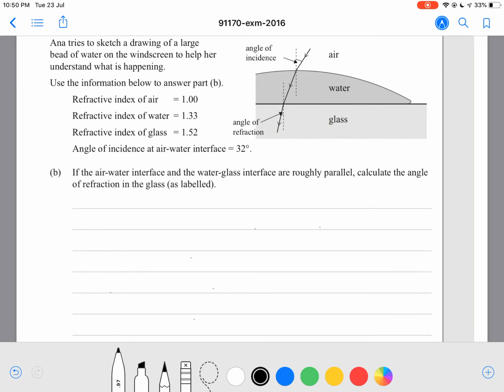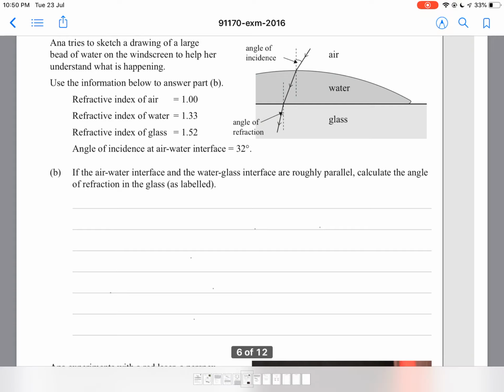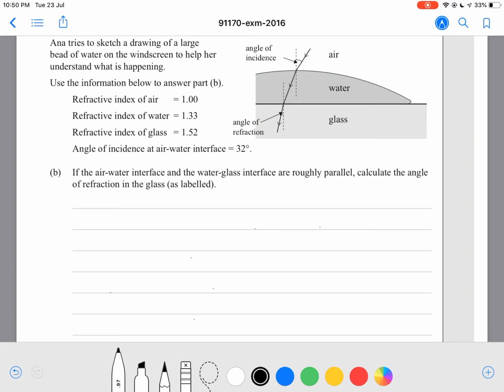Anna tries to sketch a drawing of a large bead of water on her windscreen to help her understand what is happening. Use the information below to answer part B. Refractive index of air is 1. Refractive index of water is 1.33. And refractive index of glass is 1.52. The angle of incidence at the air-water interface is 32 degrees. If the air-water interface and the water-glass interface are roughly parallel, calculate the angle of refraction in the glass as labeled. In this case, we need to calculate the angle of refraction.